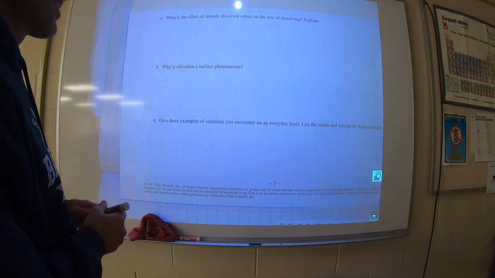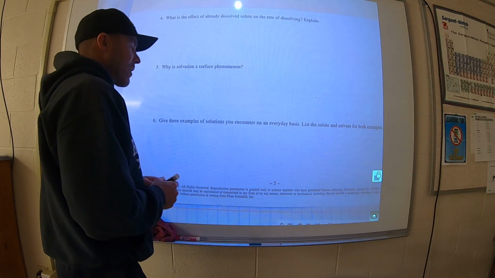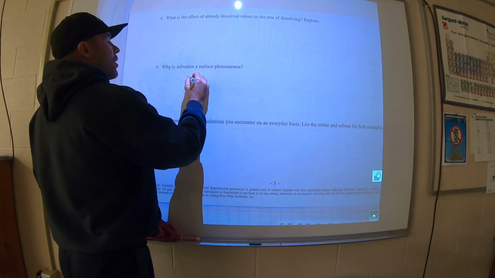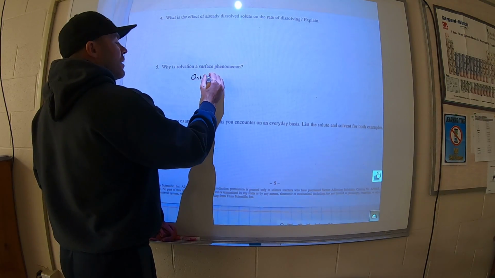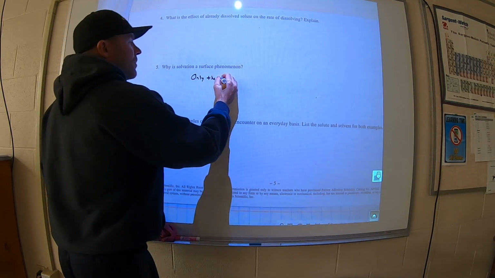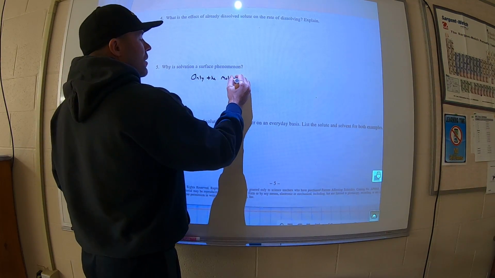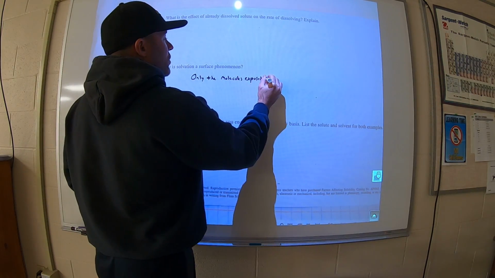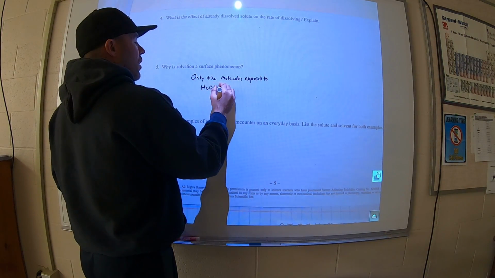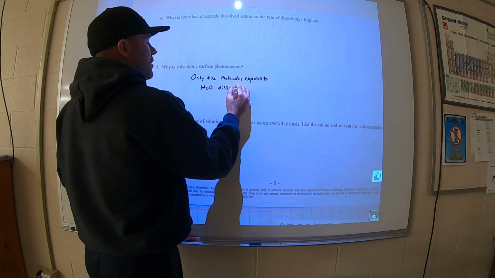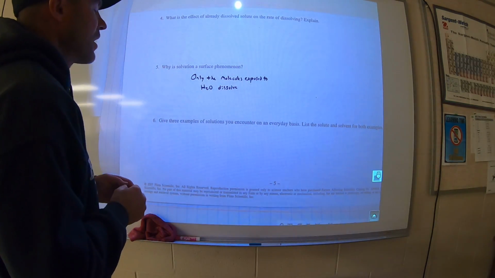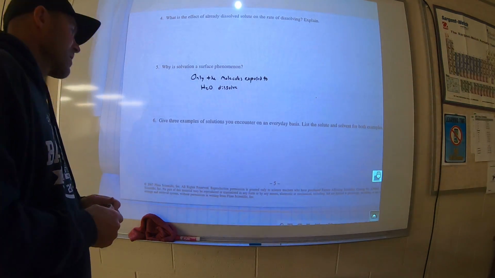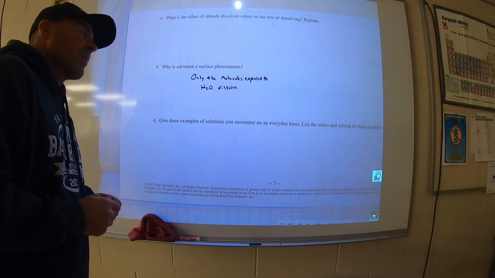Why is solvation a surface phenomenon? It talks about this in the background information. It's a surface phenomenon because only the molecules exposed to water dissolve. So the surface of the particle has to dissolve before the next layer inside of it dissolves.